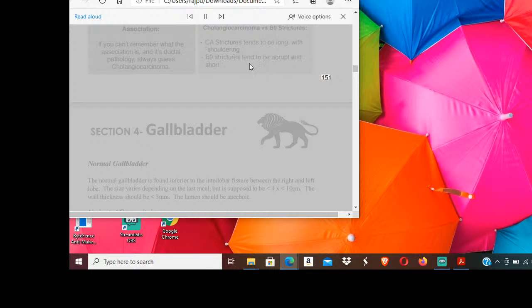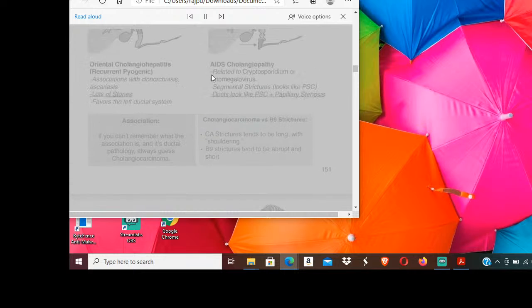151. Gallbladder. Normal gallbladder. The normal gallbladder is found inferior to the interlobar fissure between the right and left lobe. The size varies depending on the last meal, but is supposed to be 4 cm or less. The wall thickness should be less than 3 mm.